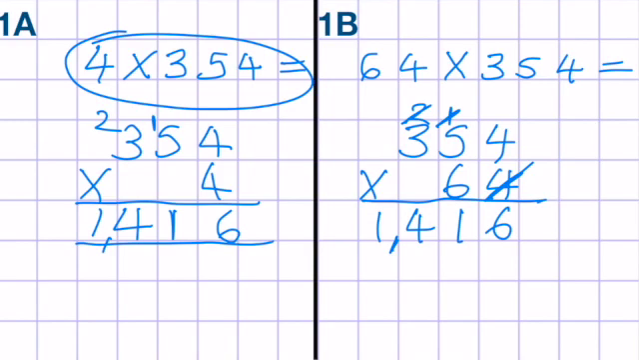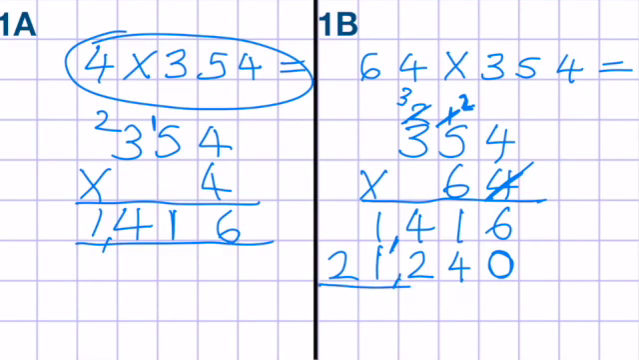We're now multiplying 354 by 60. So we put a 0 here. And now when we talk, we can just say we're multiplying by 6. 6 times 4 is 24. I put the 4 here and the 2 goes here. 6 times 5 is 30 and plus 2 is 32. So I can put the 2 here and the 3 there. 6 times 3 is 18, plus 3 is 21.